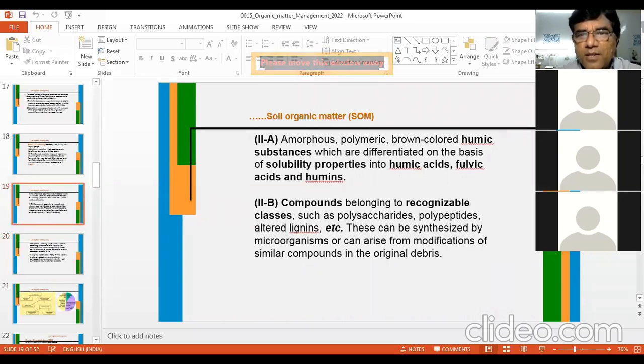Number 2 category: compounds belonging to recognizable classes such as polysaccharides. These are non-humic substances in humus: polysaccharides, polypeptides, and altered lignins. These can be synthesized by microbes also, or can arise from modification of similar compounds in the original debris. So they can come in humus, and they can also be synthesized by soil microbes.